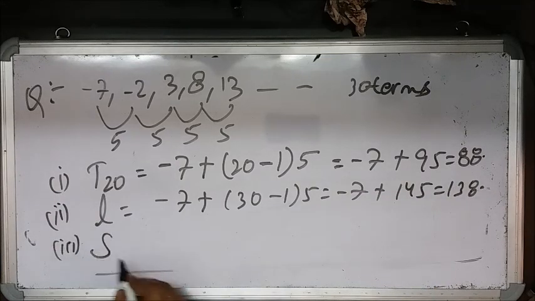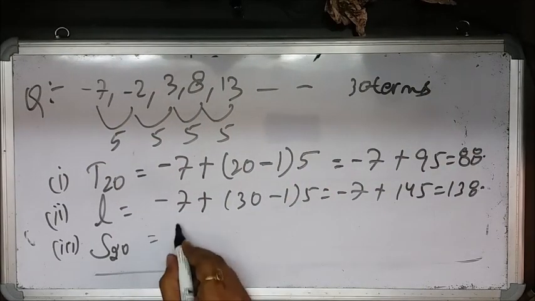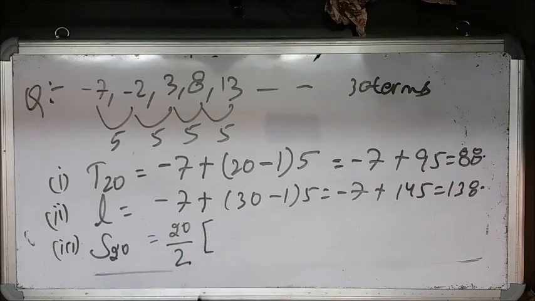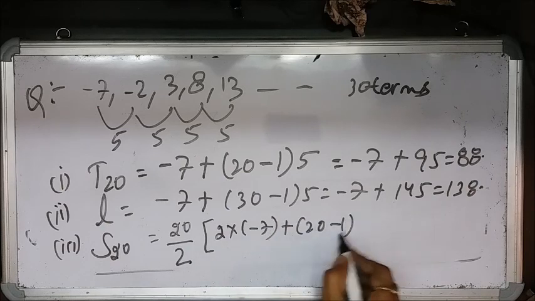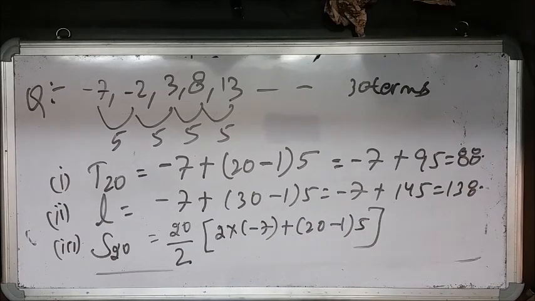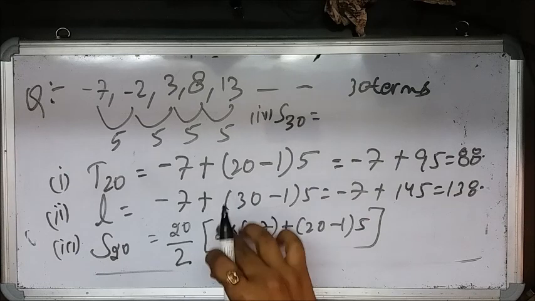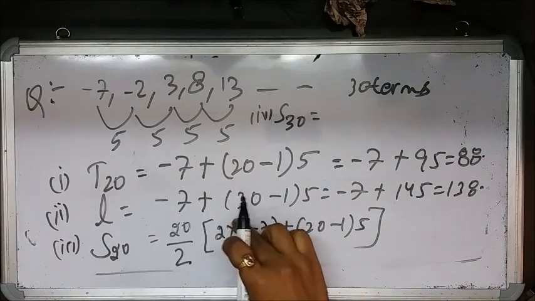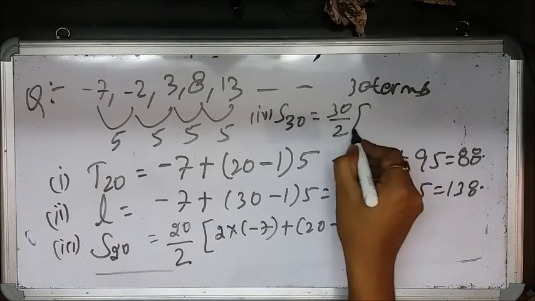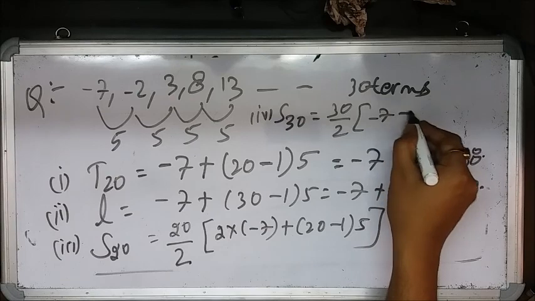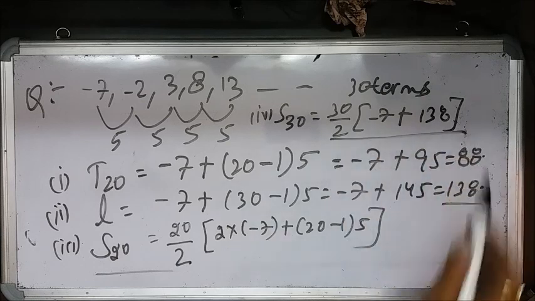Now suppose the sum of 20 terms of this 30 term AP. So write 20 by 2 into 2 into minus 7 plus 20 minus 1 into 5. Now for the sum of all the terms, that means 30 terms. That can be done both ways. Either I can use this formula, where in place of 20 I will place 30, or I can use the other formula: 30 by 2, first term, what is that? Minus 7, plus the last term. The last term we have already found out, 138. Both the formulas will give the same answer.